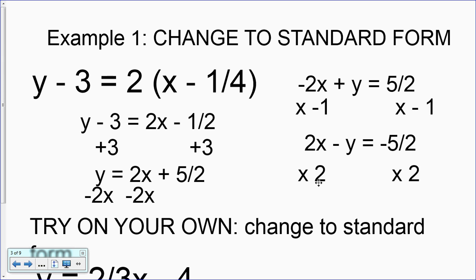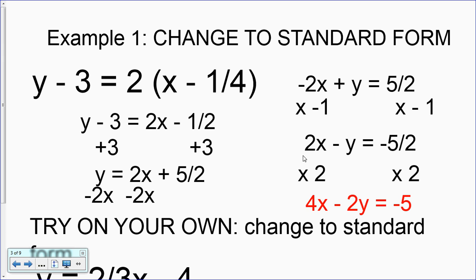So 2x gets multiplied by 2, -1y gets multiplied by 2, and -5/2 gets multiplied by 2, giving us 4x minus 2y equals -5. That's in standard form because it follows all of our rules. Okay? Now you might notice, can't I just multiply the whole thing by -2 and that takes care of everything? Yeah, you can.